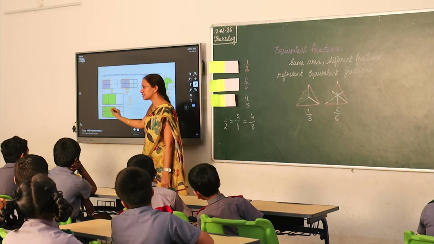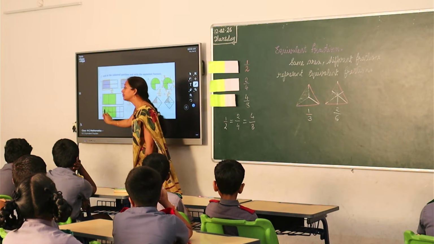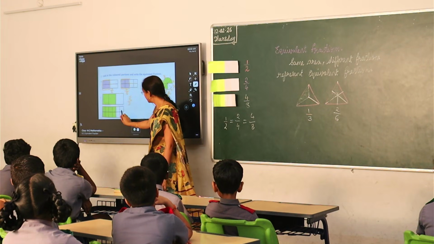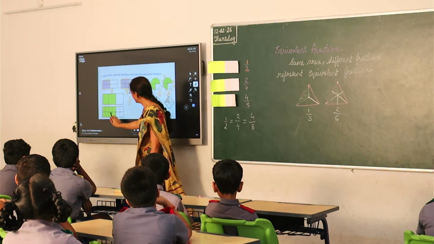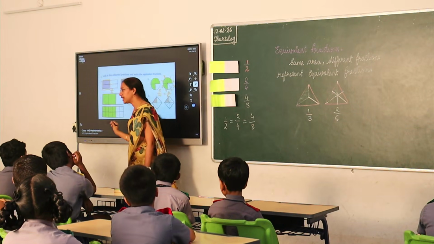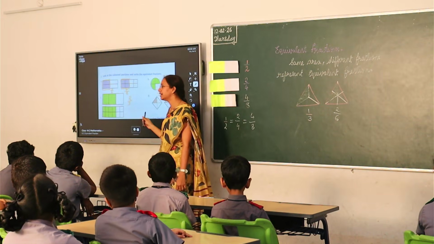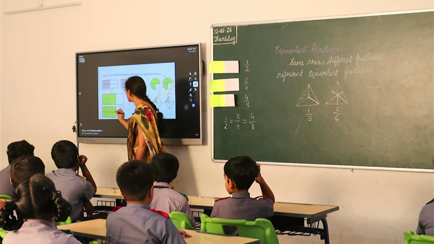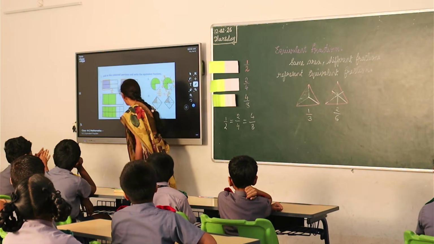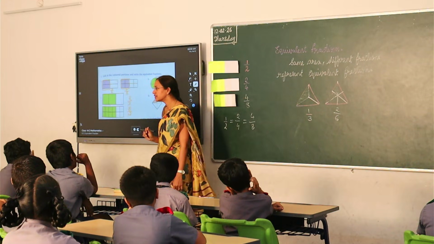Now, this one, let's count into how many equal parts this rectangle is divided. 1, 2, 3, 4, 5, 6, 7, 8, 9, 10, 11, 12. The whole rectangle is divided into 12 equal parts. Out of these 12 equal parts, how many parts are colored? 8 parts are colored. So, how will you represent the shaded part? 8 by 12. Both are equivalent fractions.